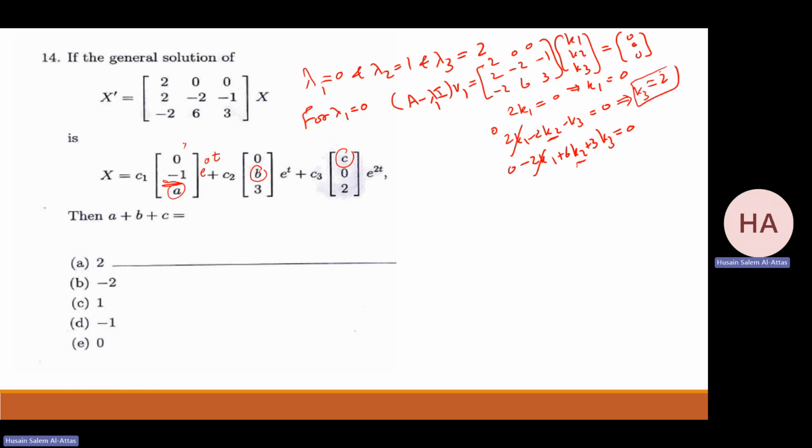I need this vector where I have now K1 and K2, I can find K3. So A is 2. A is 2. Yeah, no need to do all of this calculation.